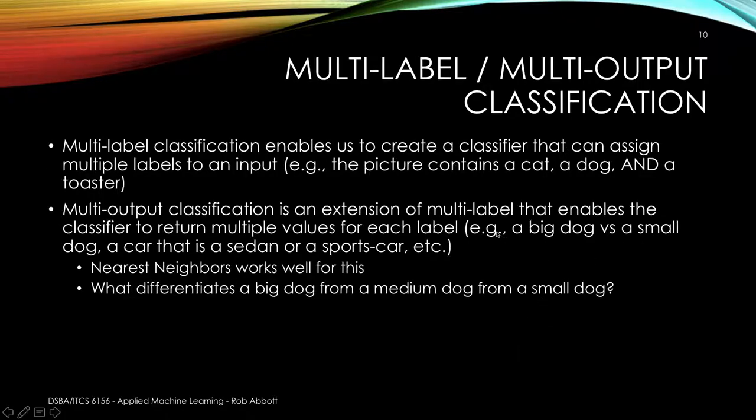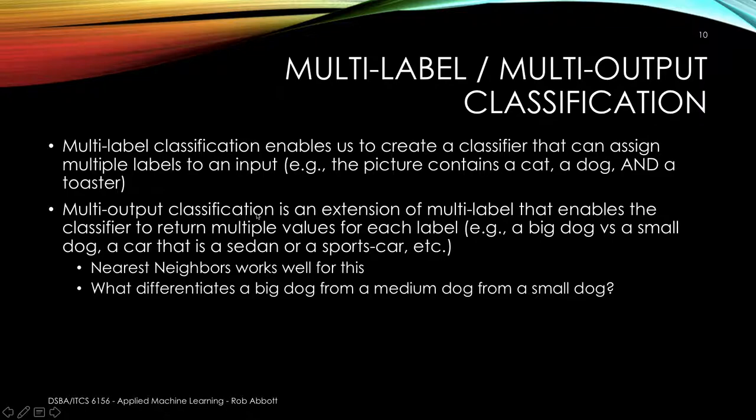Multi-label, multi-output, we talked about a little bit. So multi-label enables us to create a classifier that can assign multiple labels to an input. So I throw a picture up on the wall. It contains a cat, a dog, and a toaster. Hopefully this thing will appropriately go through and return the labels for the picture that say, yep, verily, there's a cat, there's a dog, and there's a toaster in the picture, not a cat that looks like a toaster.